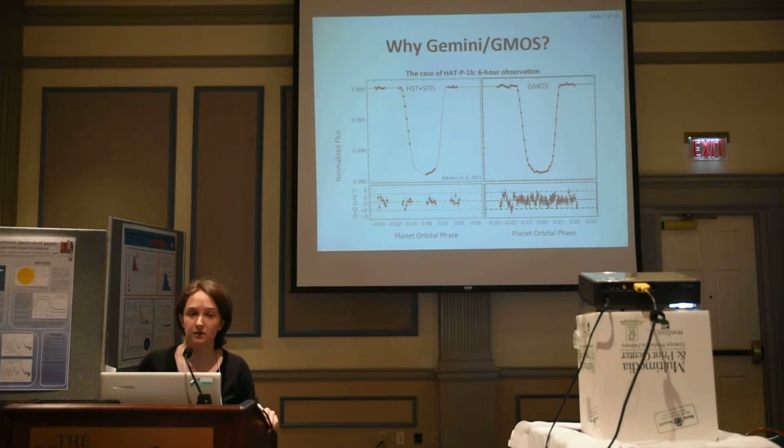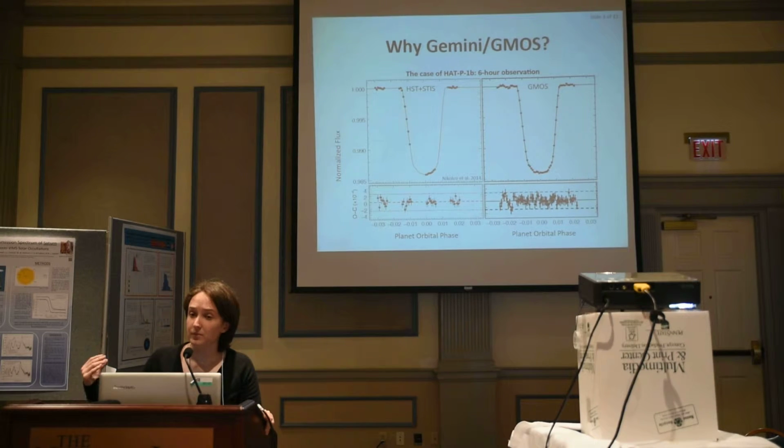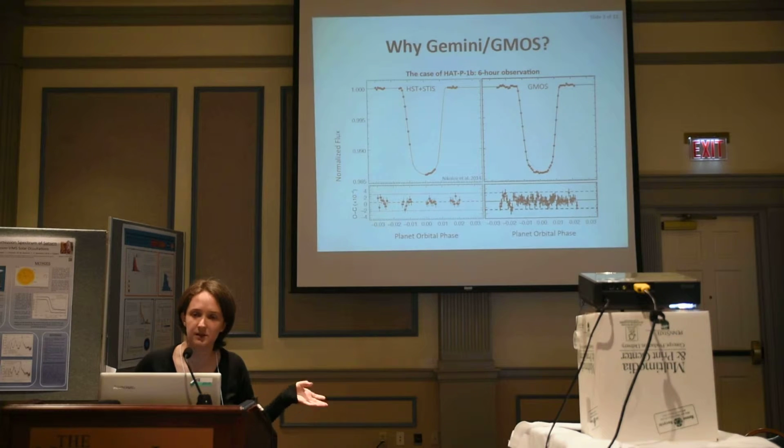So here is a transit of the same target in the same bandpass. This is HAT-P-1b, a Jupiter-like planet, but observed with our survey with GMOS. And you can see we reach similar precisions to the HST, but we have the continuous time coverage.